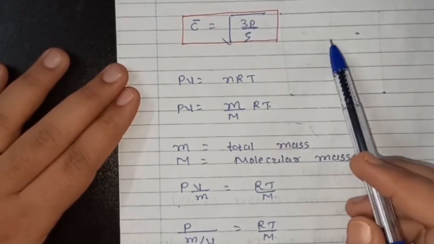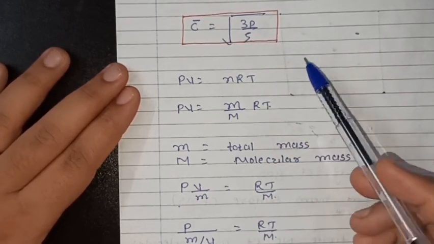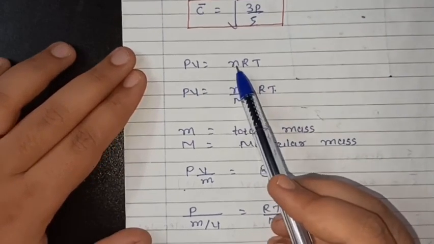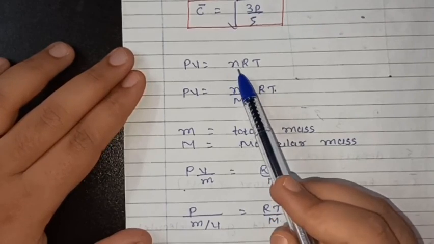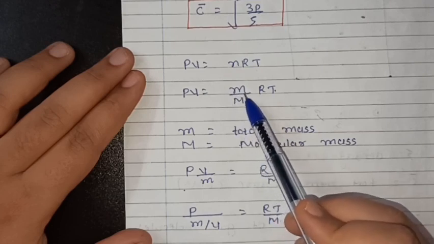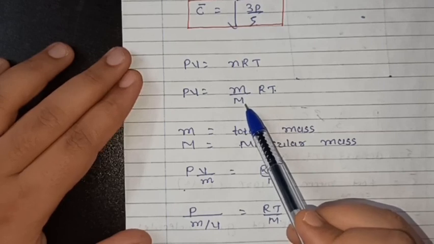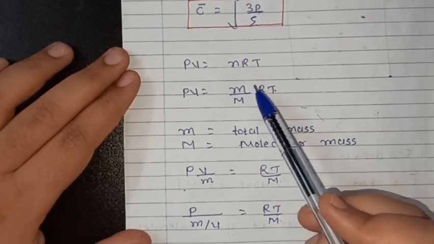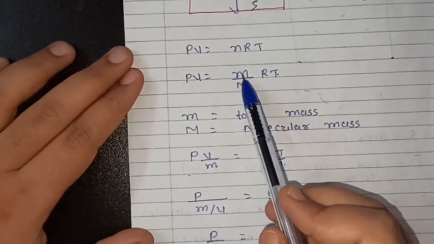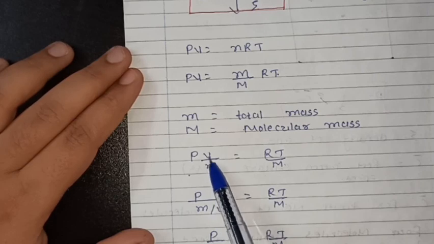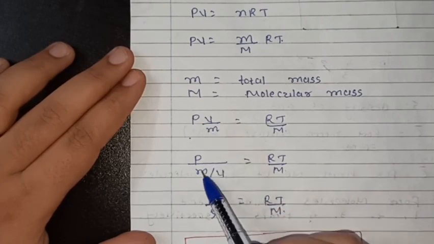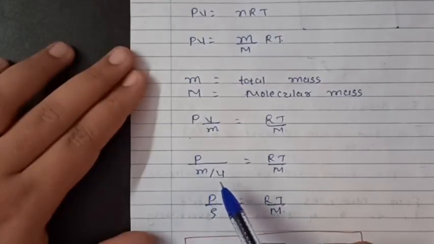But we are writing all this for ideal gas, and if we write ideal gas equation, PV is equal to nRT. Here n is number of moles. The number of moles can be found by total mass divided by molecular mass. So m is the total mass and capital M is the molecular mass. Take this m on this side, so it will be V by M. We can modify this as P divided by mass upon volume.